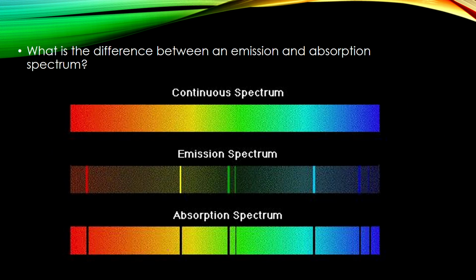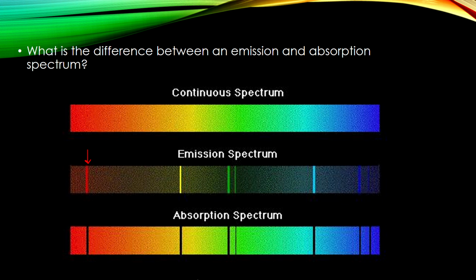All right, so if we look at the difference between an emission spectrum and an absorption spectrum, let's first start up here with the continuous spectrum. Our continuous spectrum is like what we talked about. It is our Roy G. Biv, and it is continuous. There are no breaks in it. We also have our emission spectrum, and you can see here I have these very discrete bright lines in the spectrum. So I don't see all the colors. I only see these little lines of light.